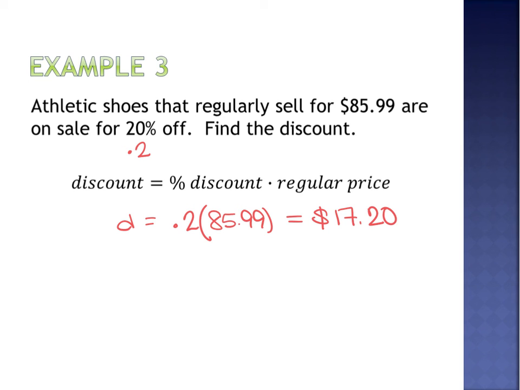When I multiply these together, this gives me a discount of $17.20. Now, in order to find out how much you actually paid for the shoes, you take that $85.99 and subtract our discount of $17.20, and this will be how much you actually pay. If we subtract $17.20 from $85.99, we get $68.79. So for an $85.99 pair of shoes that is marked 20% off, you are only going to pay $68.79.